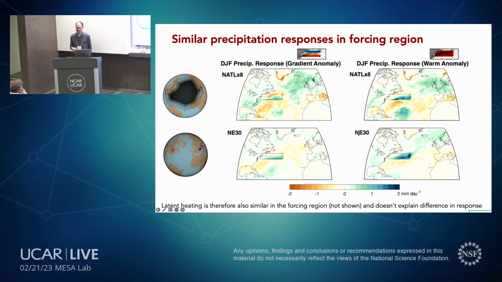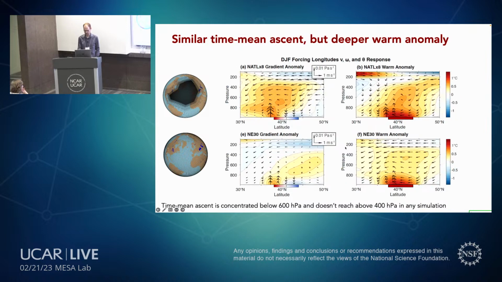Despite these big differences in the large-scale atmospheric circulation response, there's not a very big difference in another quantity that I thought would be relevant, which is the local precipitation over the SST anomalies. If you compare the two different resolutions in these two different experiments, they look pretty similar. You're not getting some big enhancement of the precipitation in the forcing region. It looks pretty similar between the two different resolutions.